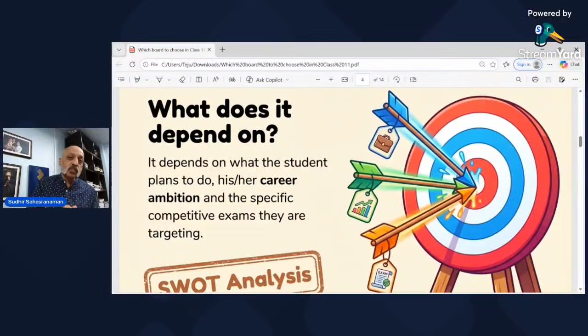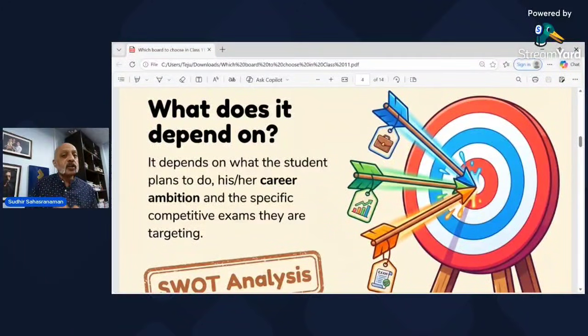Now, what does this particular decision on which board to take depend on? See, I have been doing a lot of videos on which stream to follow. Science, these are the opportunities. Commerce, these are the opportunities. You don't need to write NEET necessarily. There are many other much more lucrative options to NEET also. Which private engineering colleges to go to? What are the options? BBA or BCom? There are a whole lot of videos on this channel. Please look at them because they are full of relevant information.